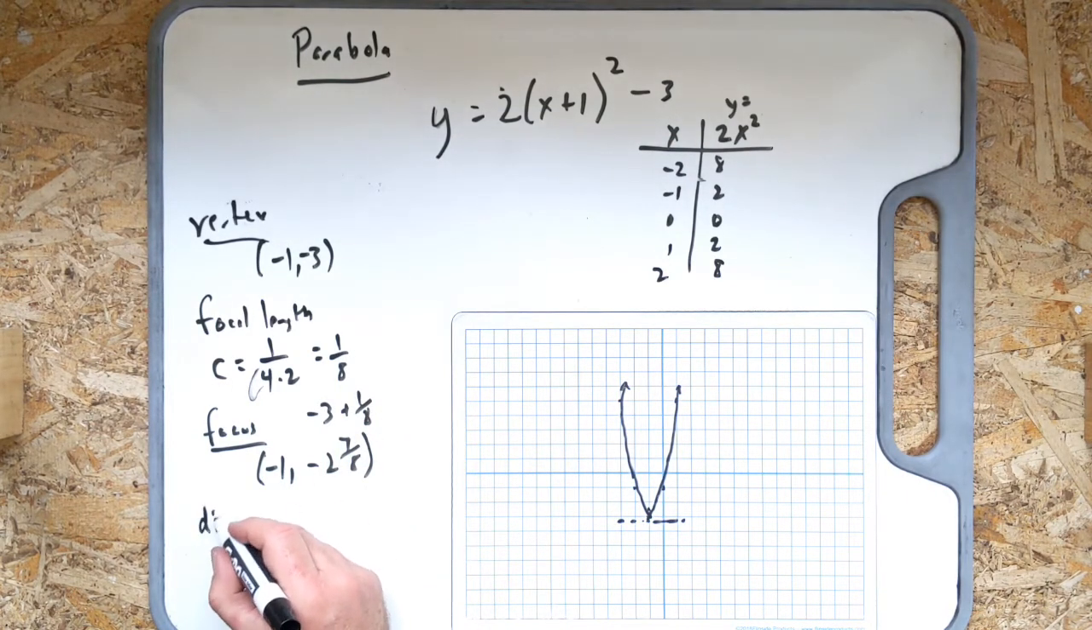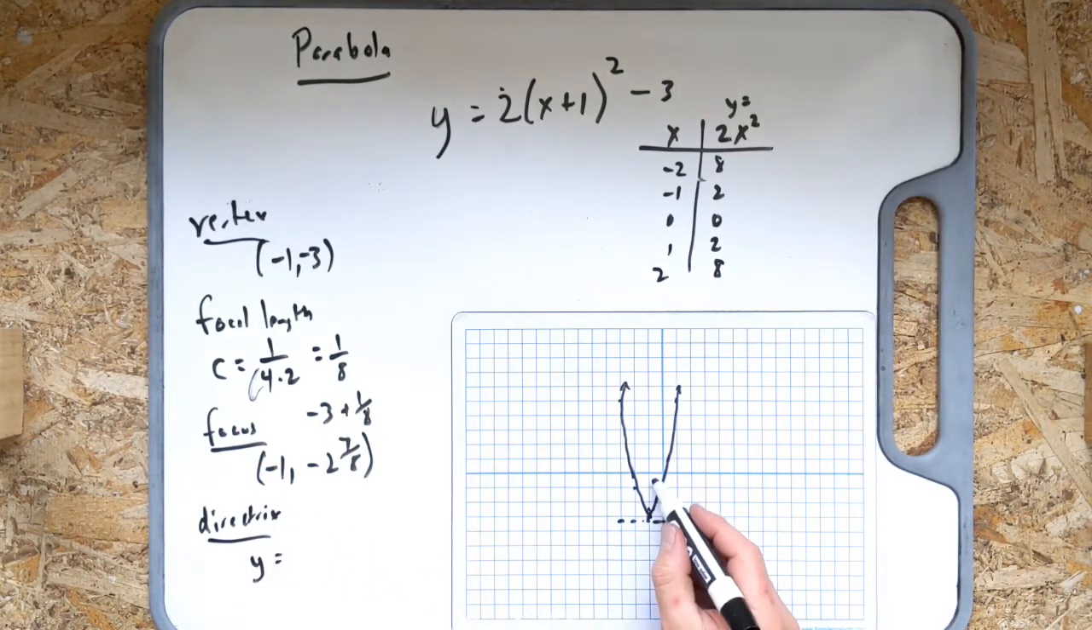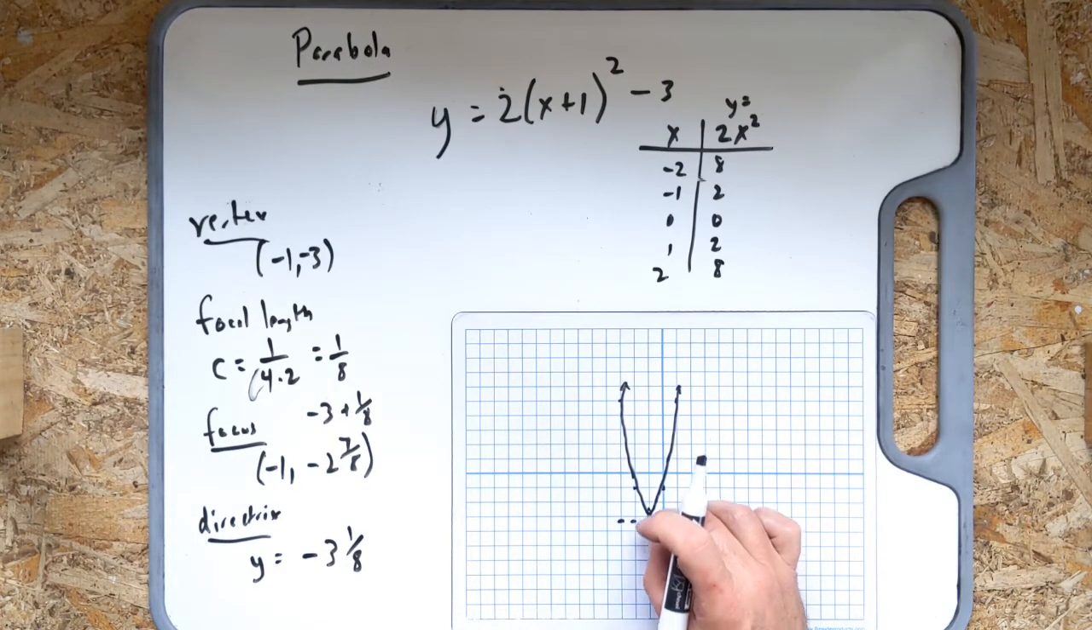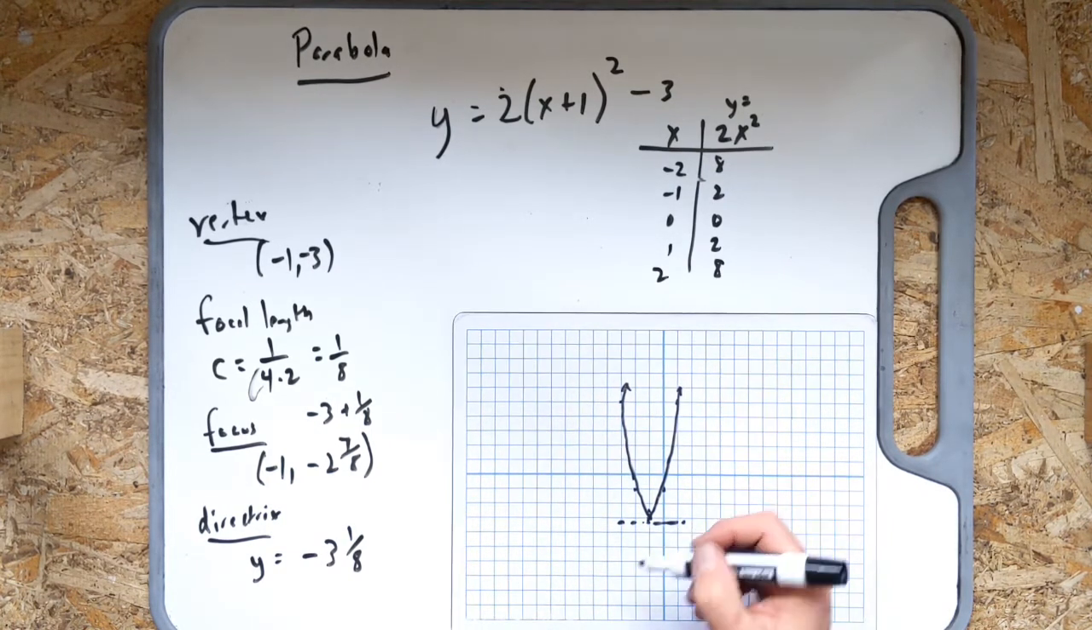The directrix, again, is y equals, and it's below it, so it's 1, 2, 3, and an eighth, and it's -3 and an eighth. So again, the way you find the focus and the directrix is just draw the vertex, go an eighth up, an eighth down, the focal length up, the focal length down. The focus is inside, the directrix is outside, and then just use a little arithmetic to find their lengths, or their equations.